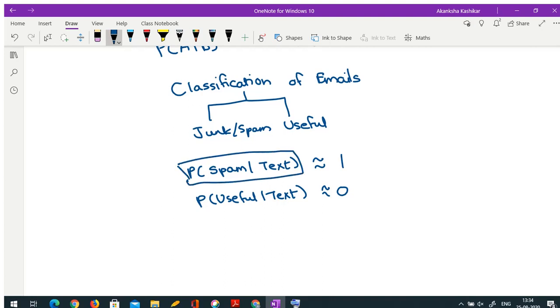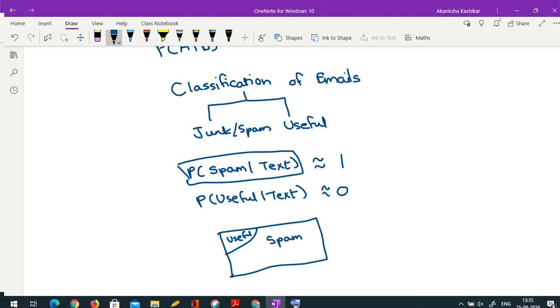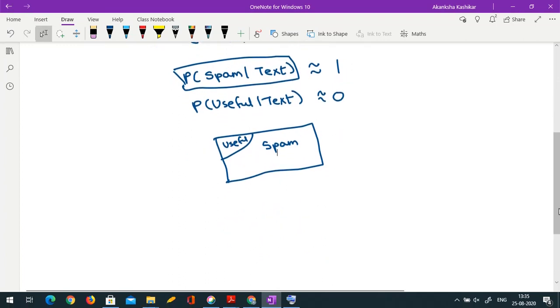Bayes theorem is useful when your sample space can be divided into a partition. So suppose my partition is something like this. This is, say, useful emails and these are spam emails. I have not taken a 50-50 partition because, as you might know, spam emails are much larger in number than useful emails. So suppose I have something like this.